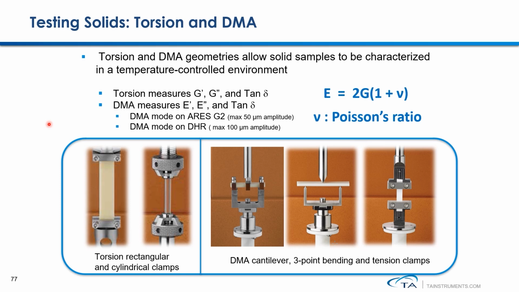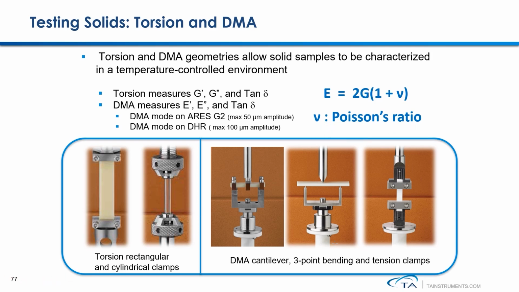In the torsional test, the deformation is applied under shear mode, so the measured modulus is defined as G. In the DMA test mode, the applied deformation is in linear mode, so the measured modulus is defined as E. E and G are linearly related, and here is the equation that describes their relationship. In this equation, the nu here is the Poisson's ratio of your sample.